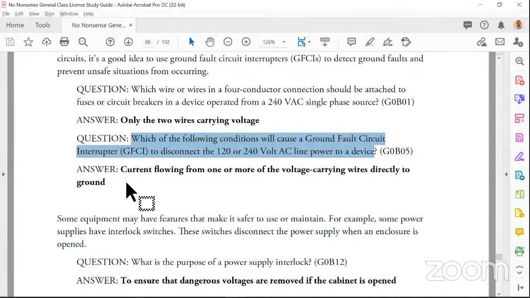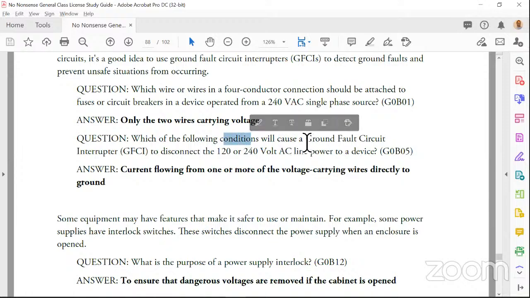Next question in the question pool. Which of the following conditions will cause a ground fault circuit interrupter or GFCI to disconnect the 120 or 240 volt AC line power to a device? All right, so what are they really asking us here? They're asking us about the conditions. So what conditions must exist that will cause a GFCI?